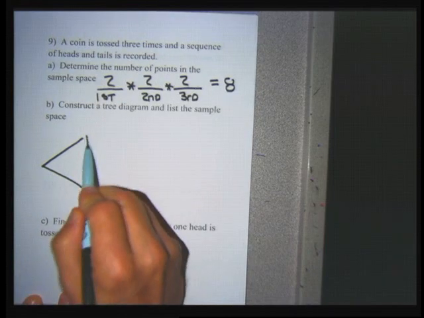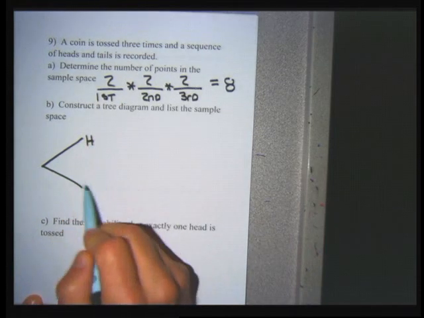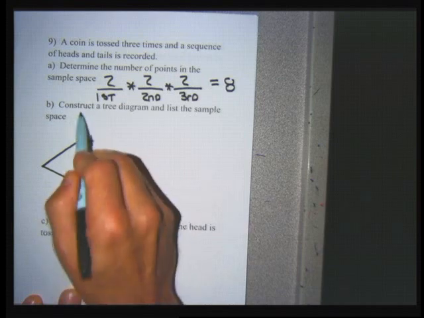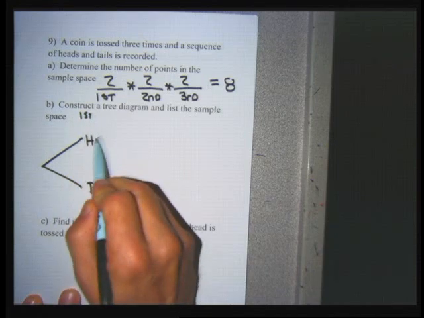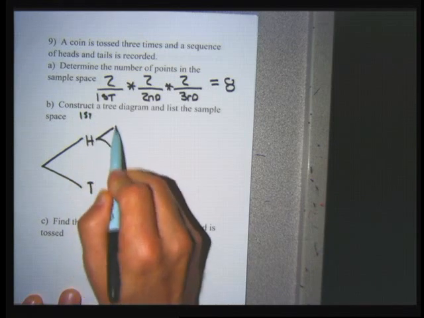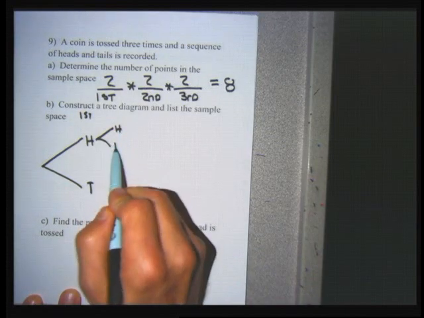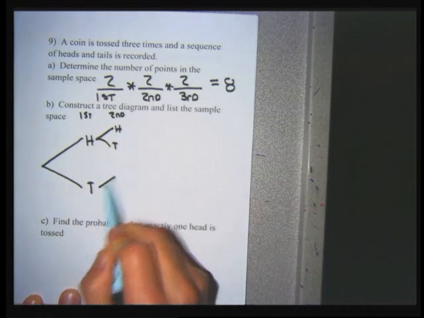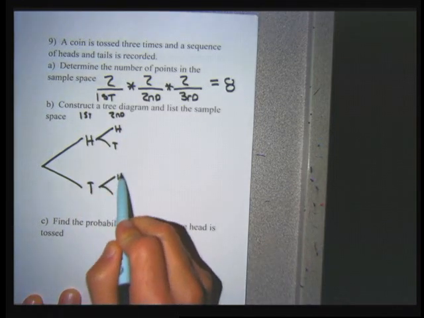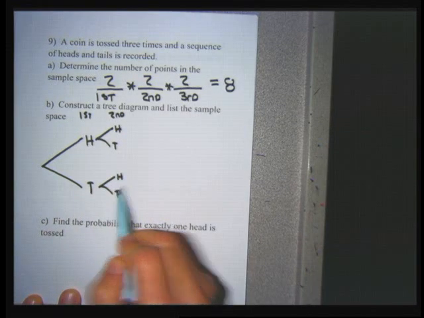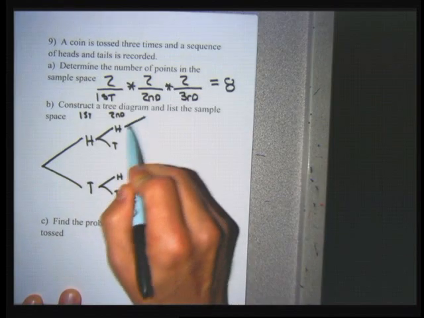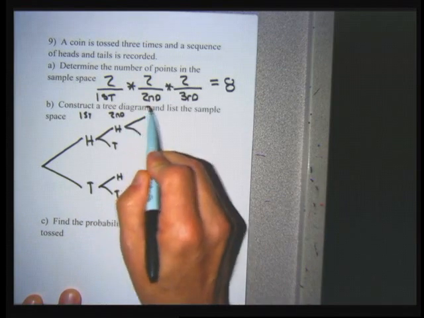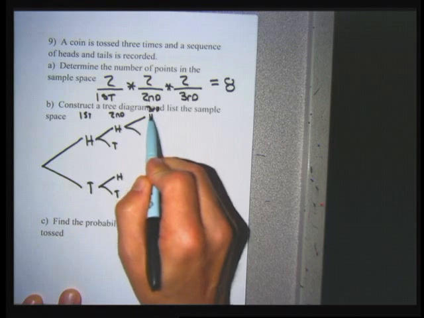For the first flip, I could get a head or a tail, so that's the first. And then for the second, still get a head or a tail. And then as I do the third, I'm going to create the sample space just because these things get kind of messy. So for the third, I can get a head or a tail.